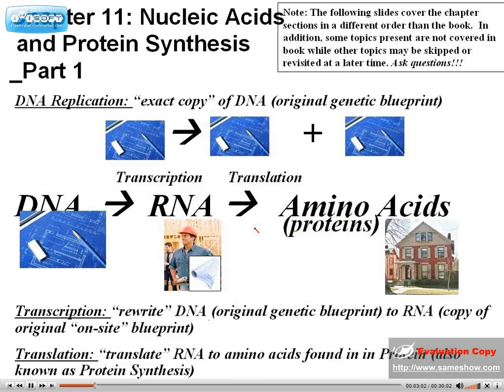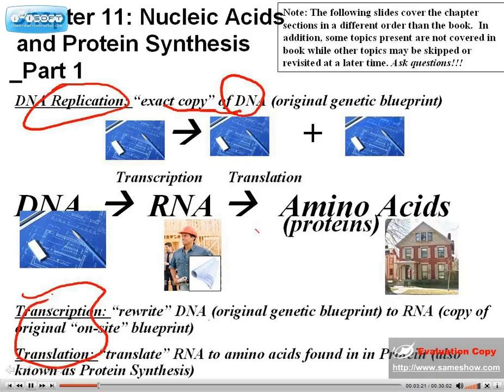So, two important processes. First one is DNA replication. DNA replication, as a cell splits, it needs to make an exact copy of itself. So that's DNA replication. You then have transcription and translation. Transcription is the process of rewriting the DNA, which is what transcribe means. Rewriting the DNA to make a crude copy, so it converts it from DNA to RNA.